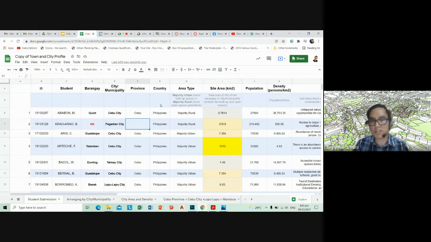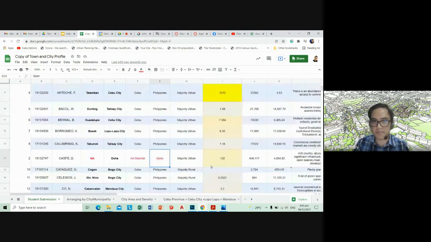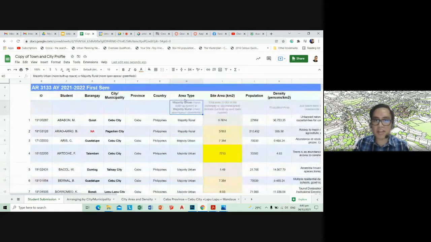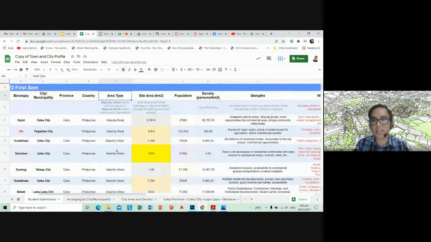And why I put country here, because in one of my classes, we actually had one student from Qatar. And then over here, area type. So just based on your observations, it doesn't have to be an objective classification because we don't have all our public data available. But maybe you who work in governance, government, could have a more specific definition for this.